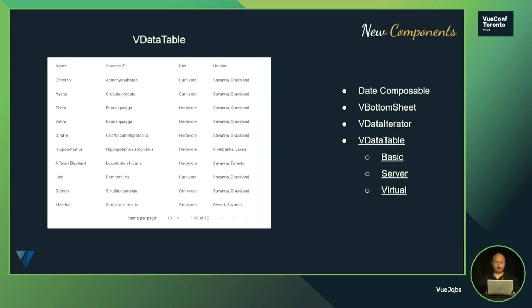Now, for transferring from version 2 to version 3, the upgrade path is going to be relatively the same, but if you had use cases that would benefit from using a server-based data table architecture or a virtual-based one, you now have that available, and it's very easy to swap in and out.